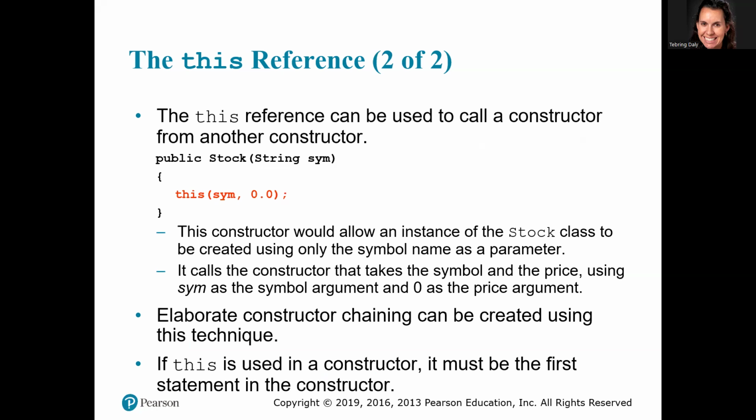Another time you can use this to be helpful is if you already had a constructor. We talked about overloading, which means you can have multiple methods with the same name. So you can have a stock constructor and then another stock constructor, but the difference between the two might be the number of parameters. One might have 0 parameters, one might have 2, one might have 1. How does it know which one?